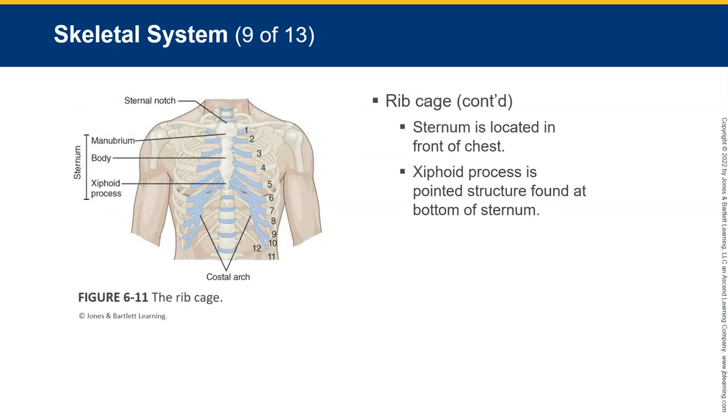Rib cage, sternum. Here's what we're talking about. This is the sternal notch. This is the sternum, this area here. Xiphoid process is going to be down here. That's what hopefully you'll remember.